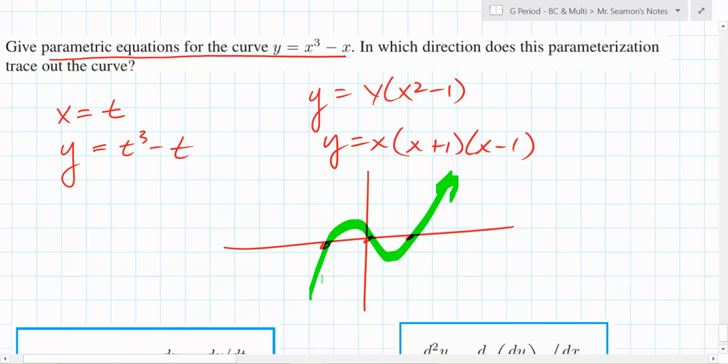in which direction are we moving? Is it going from left to right or is it going from right to left? Literally, how do you figure that out? Plug in, how many points do you need? You need a direction, right? It's going to go in one direction or the other. So look, what do you have here?